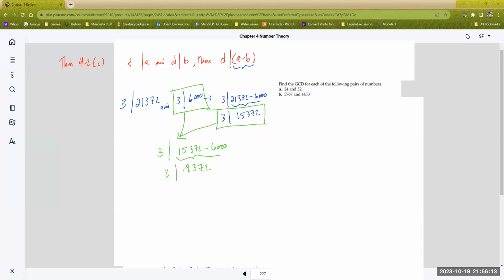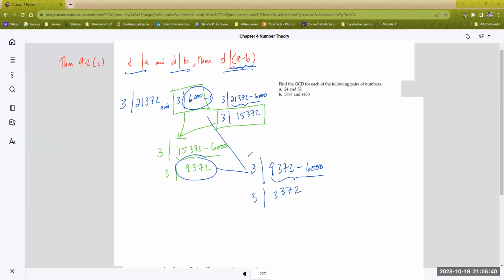If I keep going, I could repeat again with 6,000 and 9,372. And when I put those together, based on the same theorem, if it divides two numbers guaranteed, then it has to divide the difference. Then I could do 9,372 minus 6,000. And when you get done here, you end up with 3,372. And we know 3 does divide that number because of the theorem.